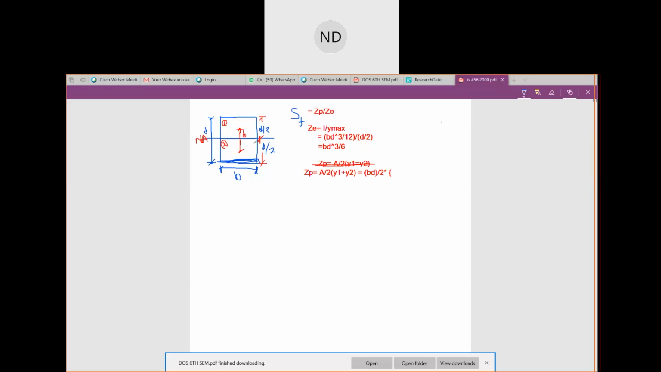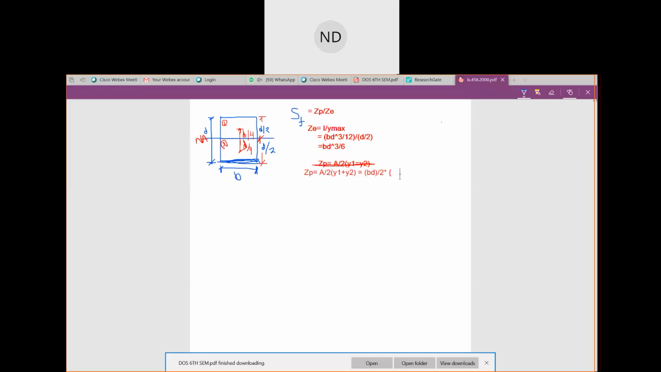And this is also d by 4. So these are your d by 4, that is the distance y1 and the y2 distance. So now when we know this, we can obviously place it here.